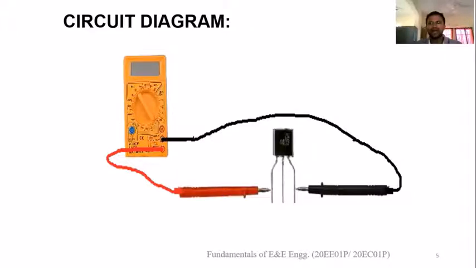Emitter part of the transistor is heavily doped, collector part is moderately doped, and the base part of the transistor is lightly doped. You fix the positive terminal of the multimeter to one terminal and the negative terminal to another part. I have demonstrated this practically and shown the values we obtain, which will follow next. After this presentation, you will be watching that video, the practical demonstration of the experiment.